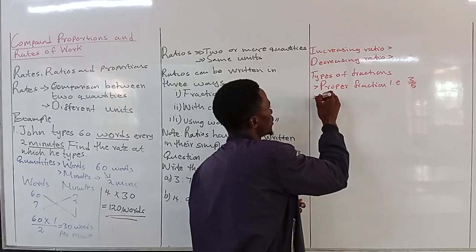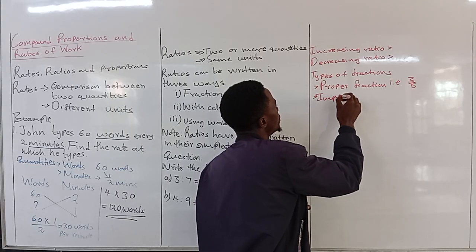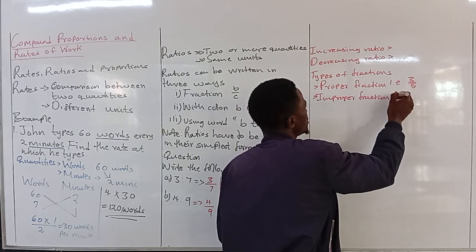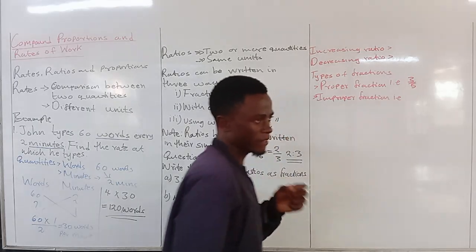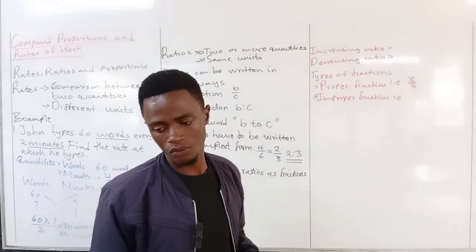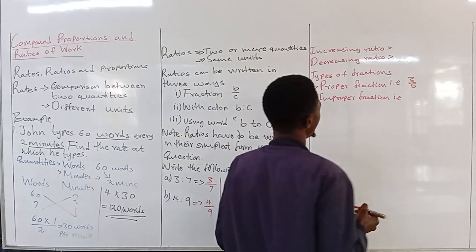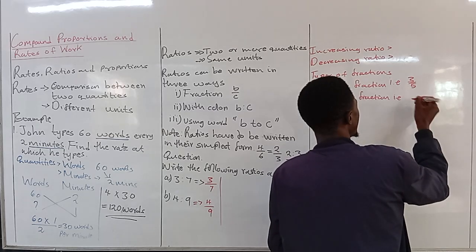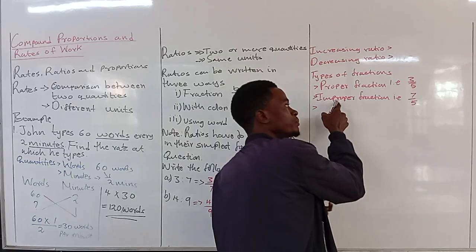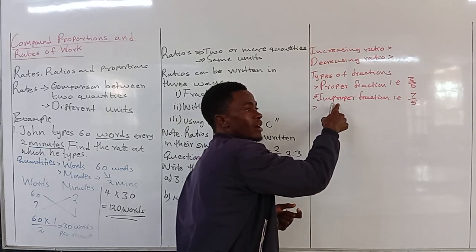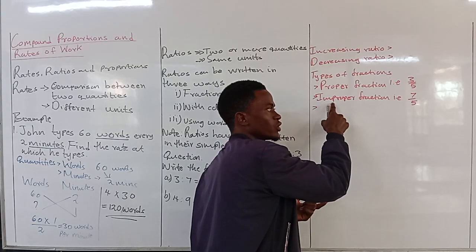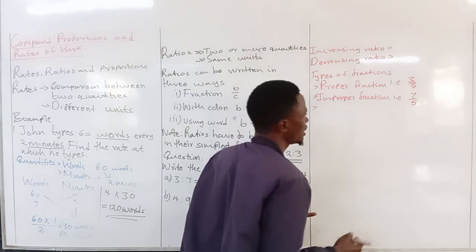And then number two, we have an improper fraction. It means that the number on the numerator is bigger than the denominator. An example is 7 out of 5. Because you cannot write our answers as improper fractions unless asked to, an improper fraction can be redefined as a mixed number.